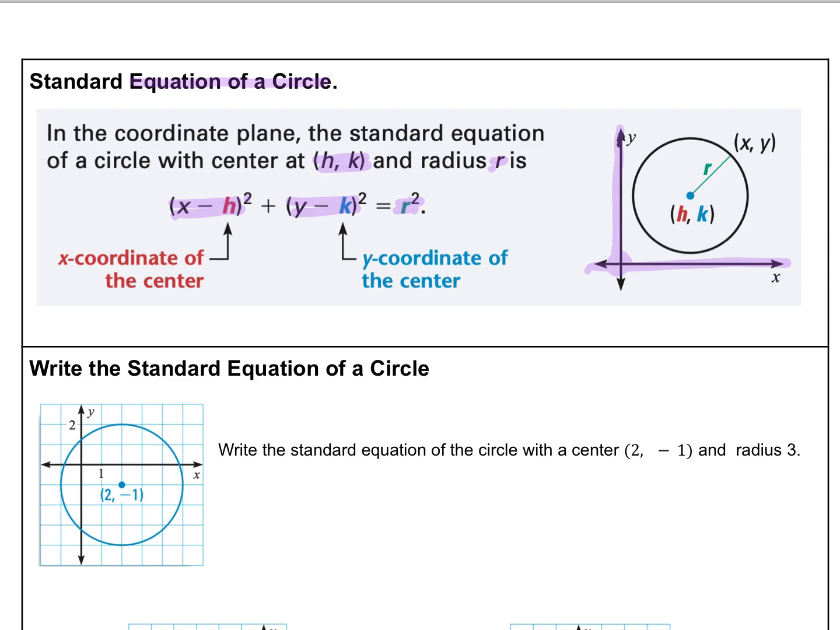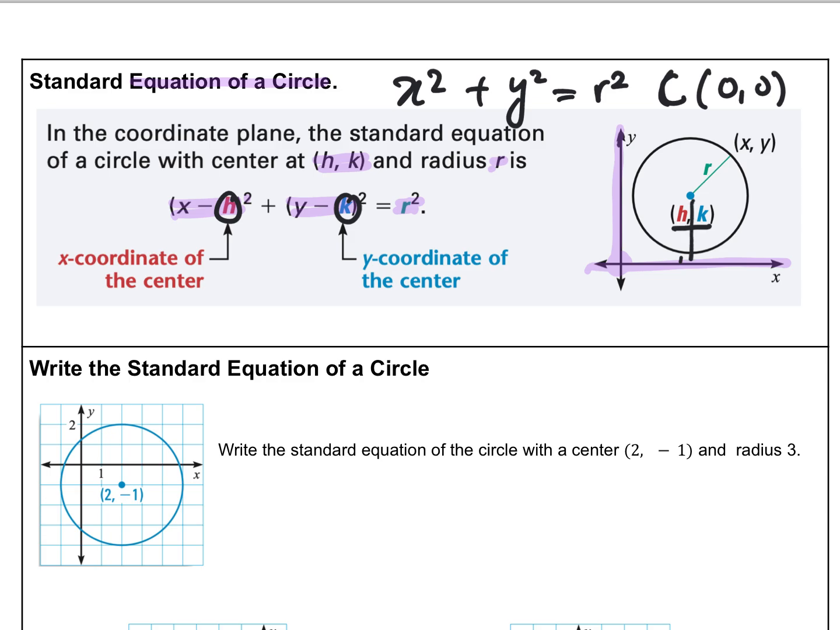So if you're going to compare what we have done earlier, the equation of the circle x squared plus y squared is equal to r squared is the equation where the center is actually located at (0, 0). For this standard equation of a circle, we are looking at the center as (h, k). So these are your h and your k. The h is the x-coordinate of the center. If you look at this diagram, that h is here and that k is on your y-coordinate.